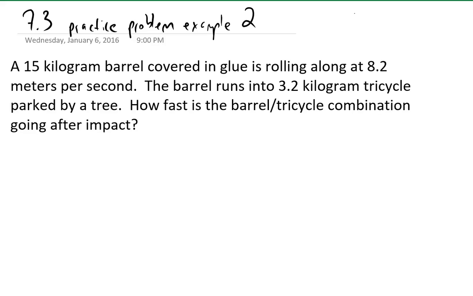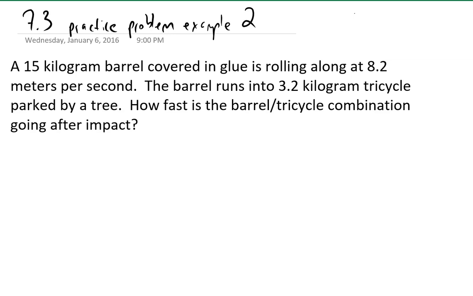Okay, welcome to my second video in section 7.3 about elastic and inelastic collisions. We're going to look at how we'll solve an inelastic collision problem. Now remember, with inelastic collisions, this is where the two objects after colliding are stuck together. So the key to these is if you see magnet or glue or something that makes them stick together, you know it's an inelastic collision.